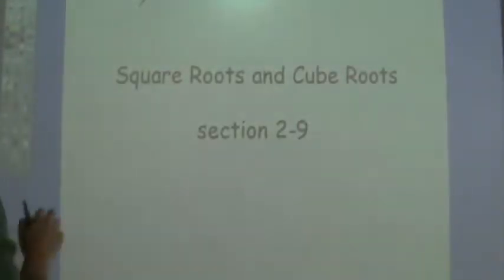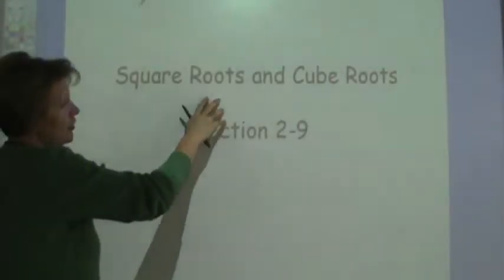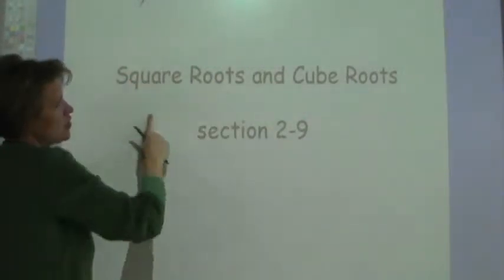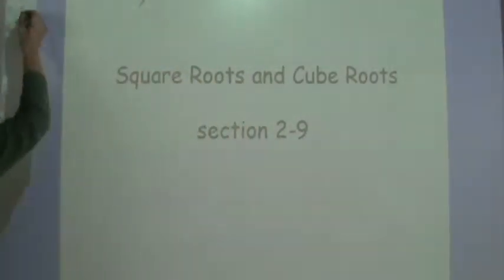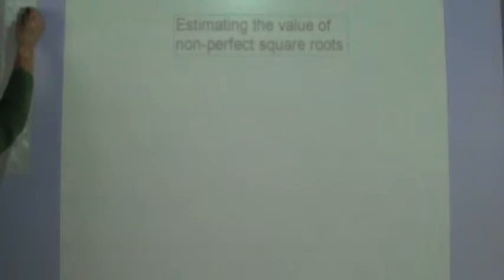This is a continuation of the square root and cube root lesson. I've already taught you the square roots, so now we're going to talk about the cube roots. So let's skip ahead.